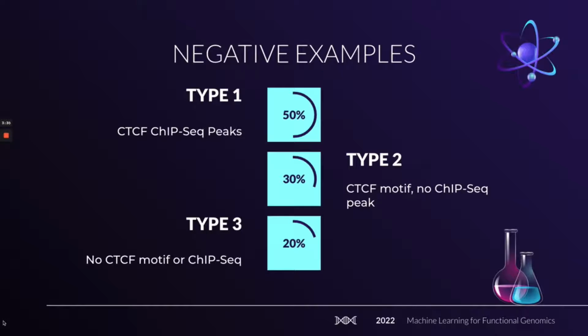Next, we look into the distribution of the negative samples among the data we use. There are 3 different variants of negative samples. 50% of the negative samples consist of CTCF motifs and ChIP-seq peaks. 30% are with CTCF motifs but no ChIP-seq peaks, and the remaining 20% are negative samples with no CTCF motifs or ChIP-seq peaks. Next, Anand is going to talk about our results and observations of the experiments.